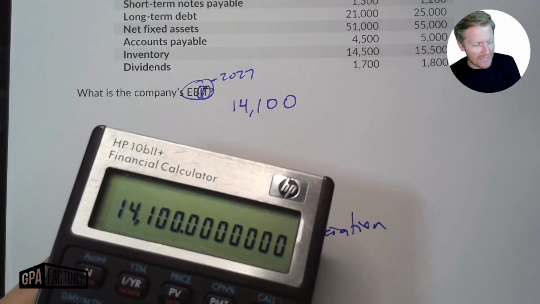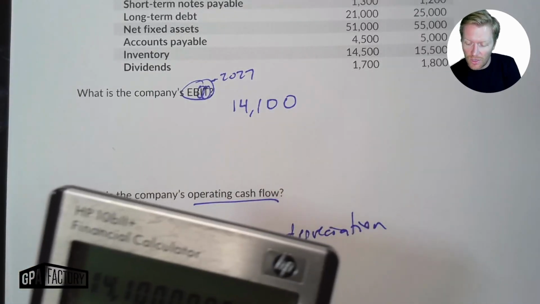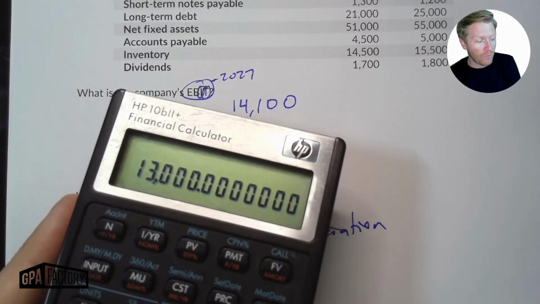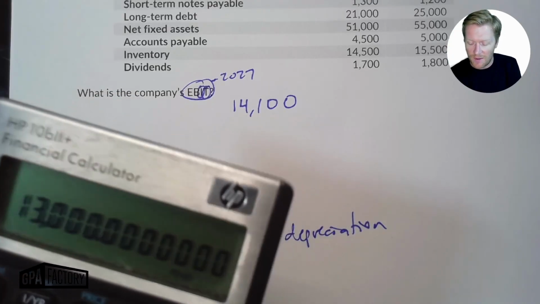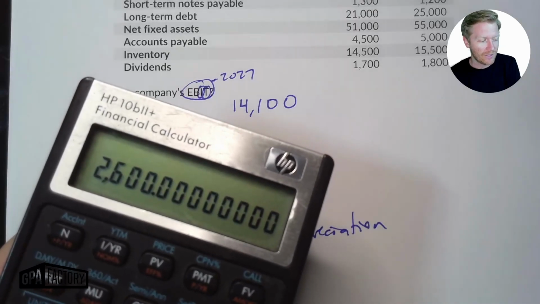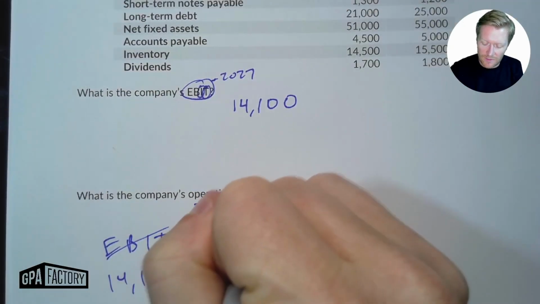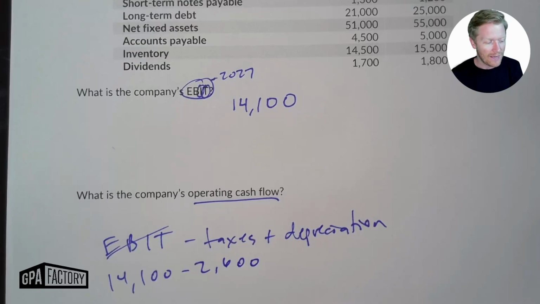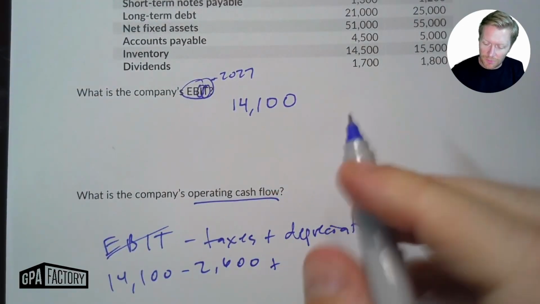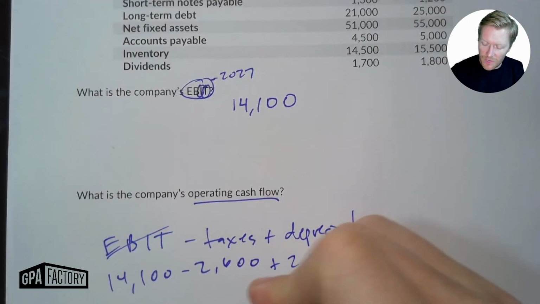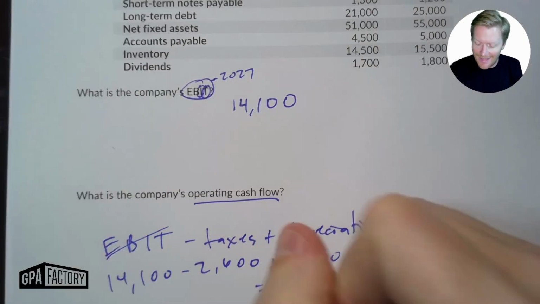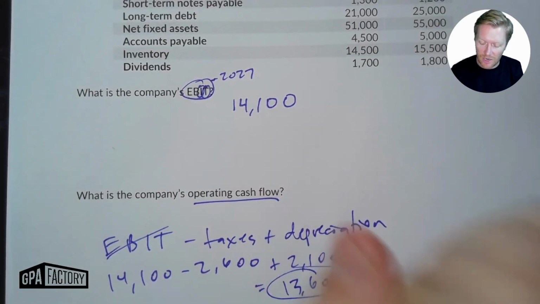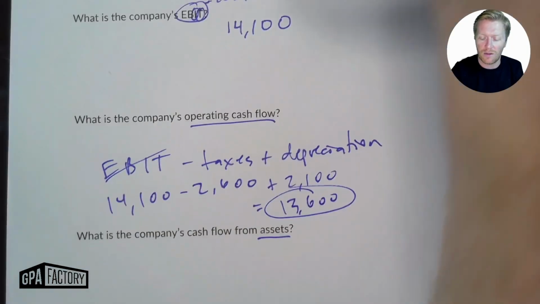Using that EBIT number, we've got to get down to earnings before taxes, because our earnings before taxes, as we're moving down our income statement, multiplied by our 20% tax rate tells us we're paying 2,600 in taxes. Okay, so we get down to our EBIT, keep things organized, then we're going to add back our depreciation expense that we know is 2,100. So we got 14,100 minus 2,600 plus 2,100, and we get 13,600 as our operating cash flows. And we are moving right along.